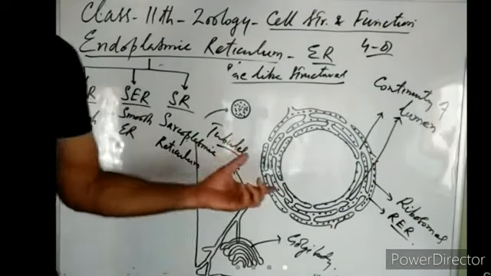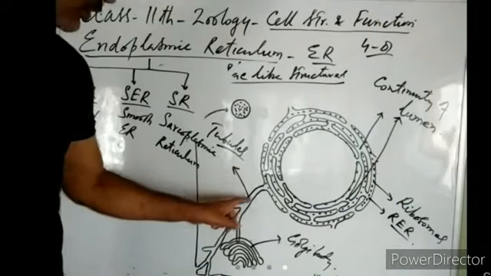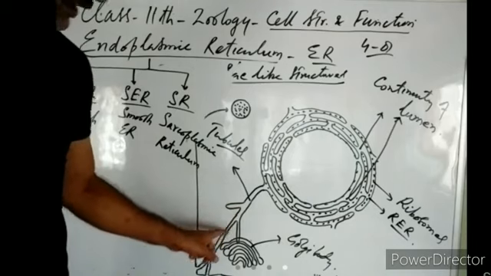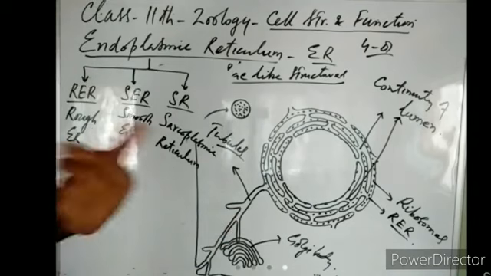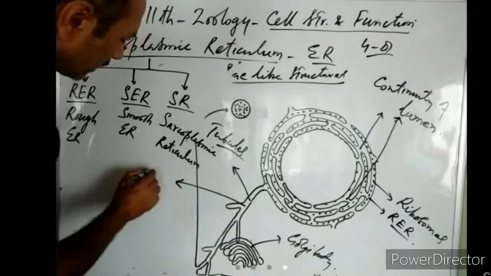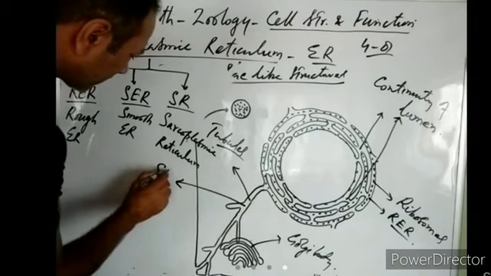Those portions of endoplasmic reticulum which do not have ribosomes on them, for example tubules, constitute smooth endoplasmic reticulum, SER.